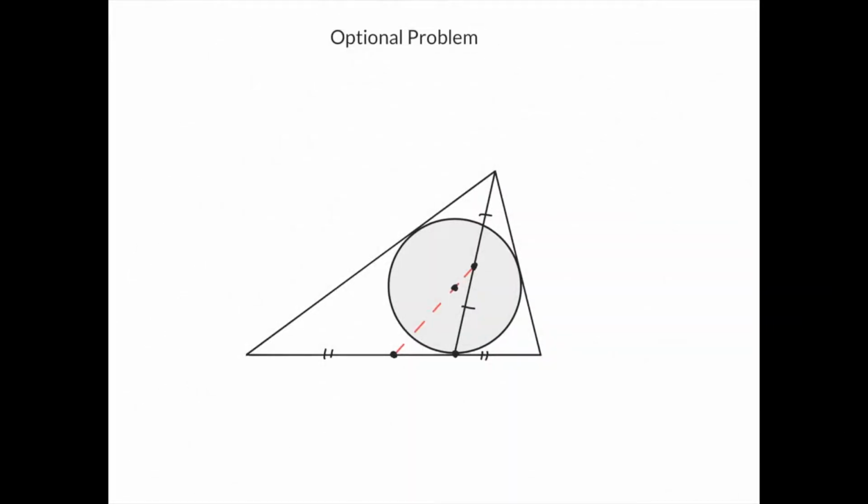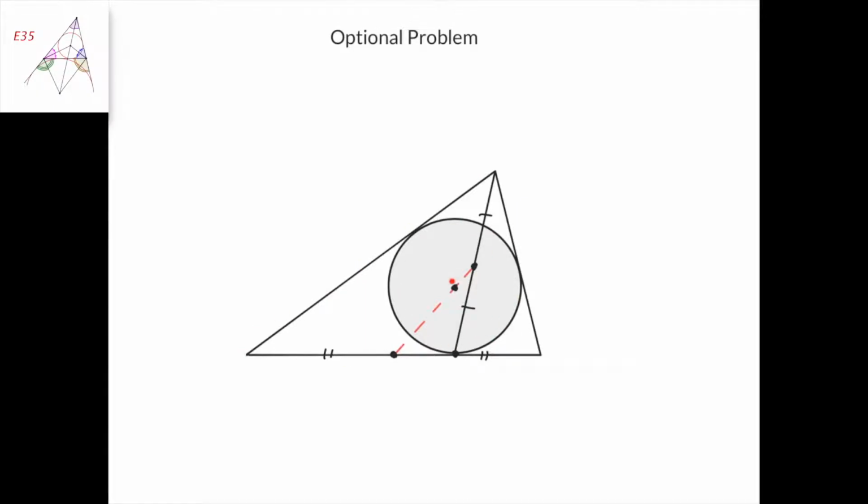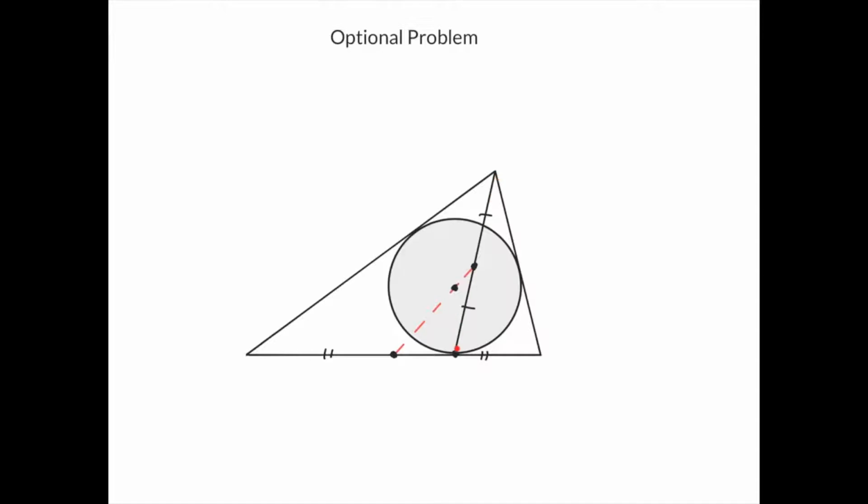This optional problem is actually a special case of what is known as Newton's theorem. But right now, let's suppose we don't know the theorem and try to solve the problem without it. We have a triangle, this is its incircle, and this point here is the center of the incircle, or the incenter. This is the point of tangency of this side of the triangle and the circle. This is the midpoint of this segment, and this is the midpoint of this side of the triangle. We have to prove that this point and this point lie on a straight line. And here's the solution.